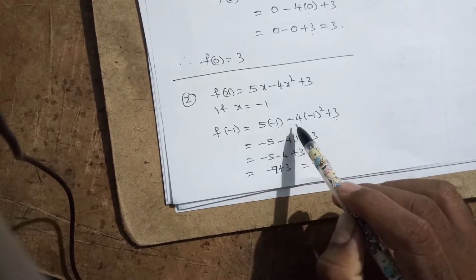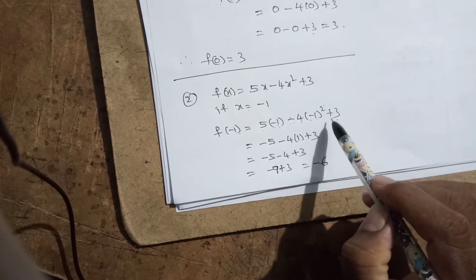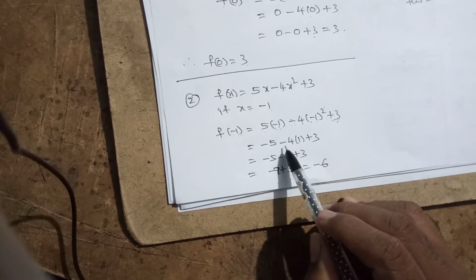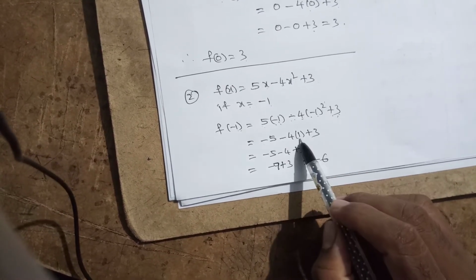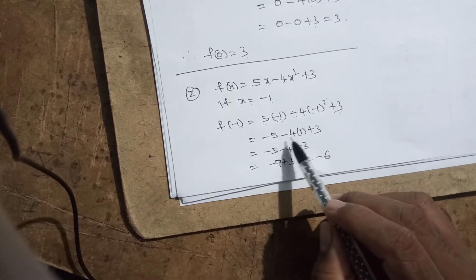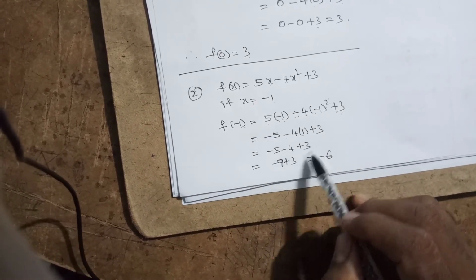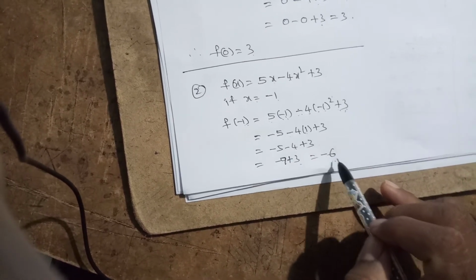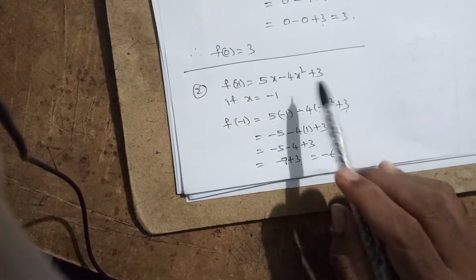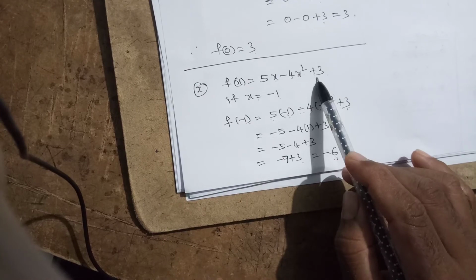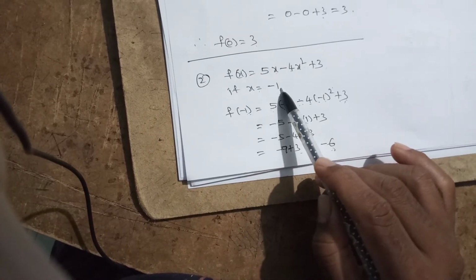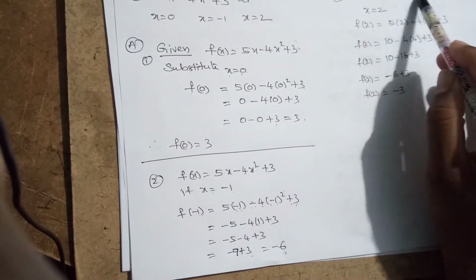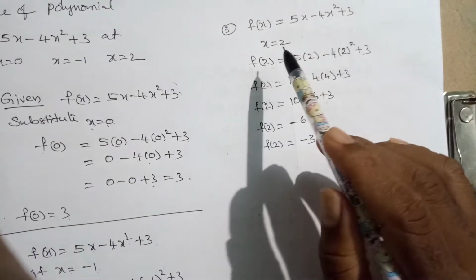So 5 times minus 1 minus 4 times minus 1 whole square plus 3. Minus 1 times 5 is minus 5, minus 4, minus 1 square is equal to 1, minus 4 ones is minus 4, plus 3, that is minus 9 plus 3, that is minus 6. Therefore this is the value of this polynomial at x is equal to minus 1. Clear? Now we will see what is the value of the polynomial at x is equal to 2.